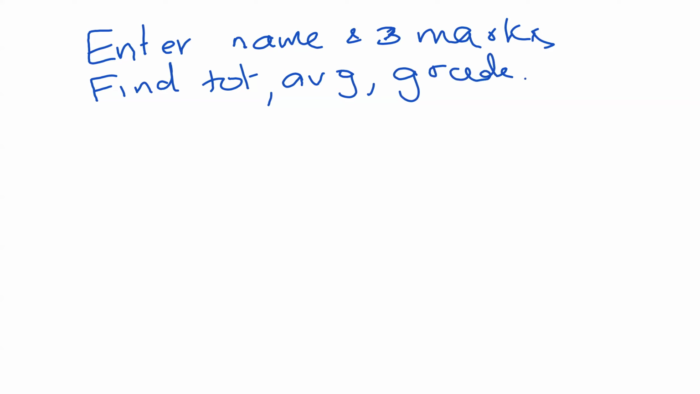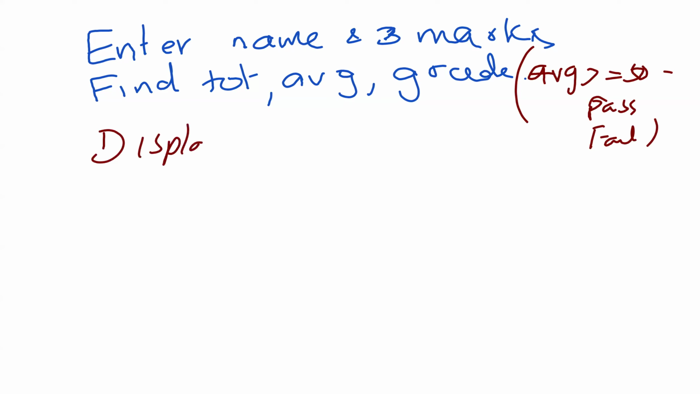Grade, how to find? I'm going to give that logic. If average is greater than or equal to 50, then grade will be pass. Otherwise, grade will be fail. This is the way you have to find it. And then finally display name and grade.